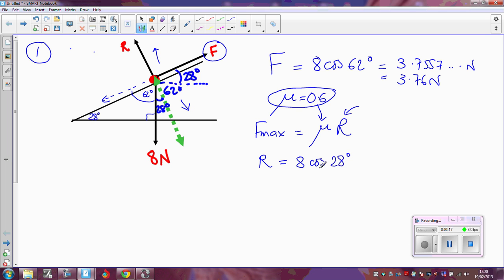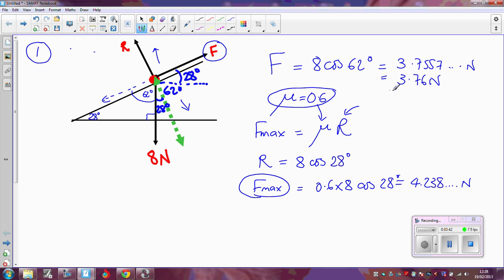28 degrees. So my R is 8 cos 28 degrees, which means that F max is going to be mu R, so 0.6 multiplied by 8 cos 28 degrees. And if I work that out, it comes out as 4.238 newtons. So the maximum possible frictional force is 4.238 newtons.